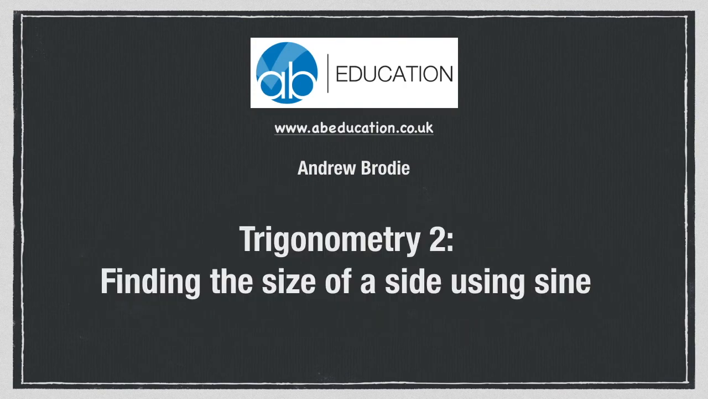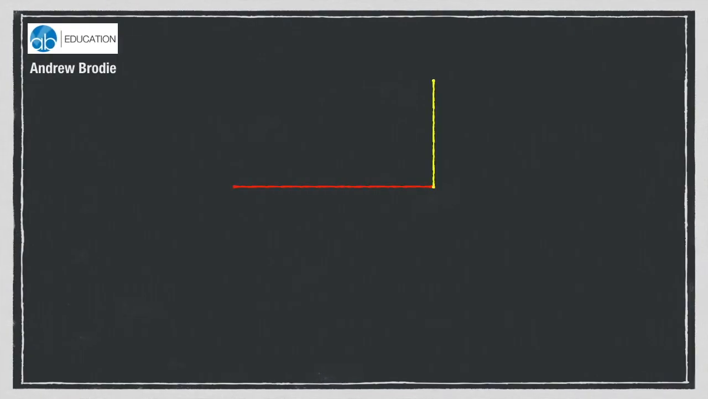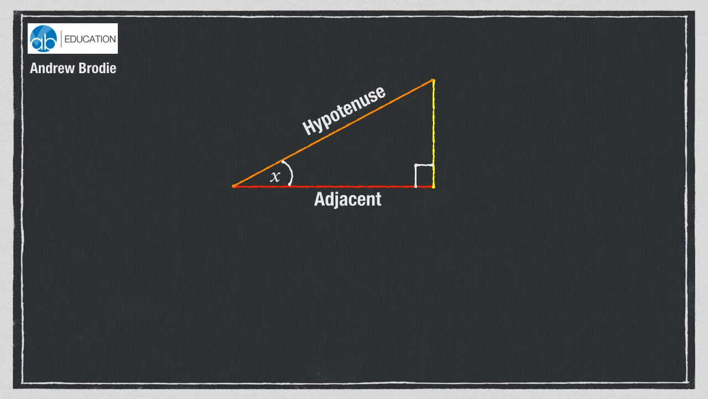Trigonometry 2. Finding the size of a side using sine. If you've watched Trigonometry 1, you know that we can use trigonometry to find the sizes of angles in a right-angled triangle. The long side is called the hypotenuse. The side next to the angle we call the adjacent. The only side that doesn't touch the angle is called the opposite.